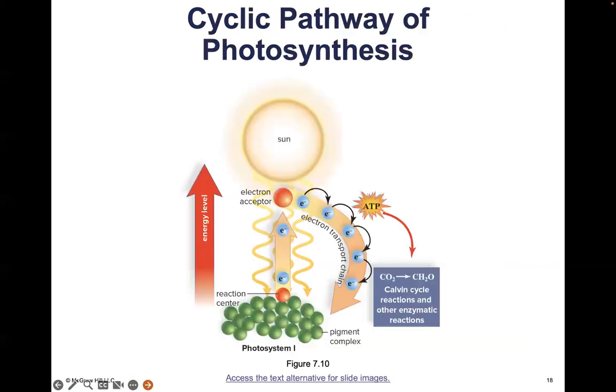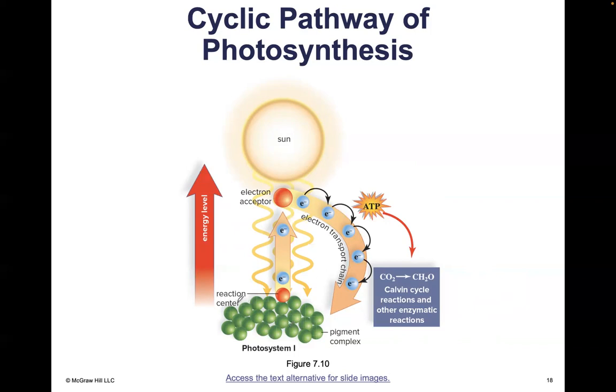Now this is an example of how it happens. So we've got a cyclic pathway for photosynthesis. When the energy level increases, electrons in photosystem 1, this is the pigment complex, meaning a collection of pigments.